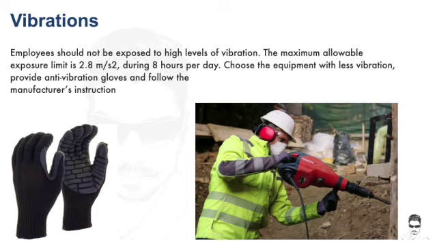Employees should not be exposed to high levels of vibration. The maximum allowable exposure limit is 2.8 meter per second square during 8 hours per day. Choose the equipment with less vibration, provide anti-vibration gloves, and follow the manufacturer's instruction.